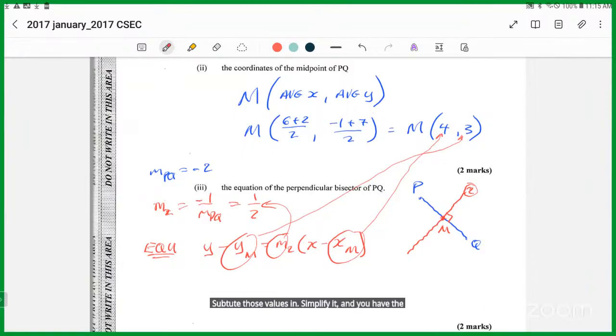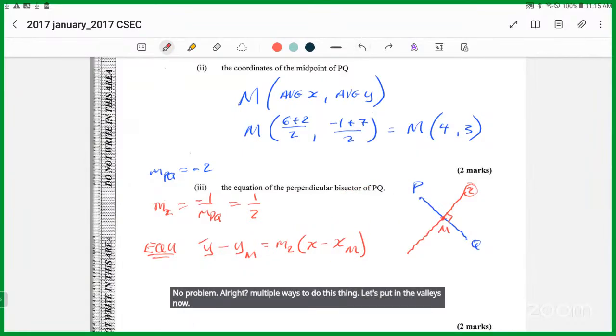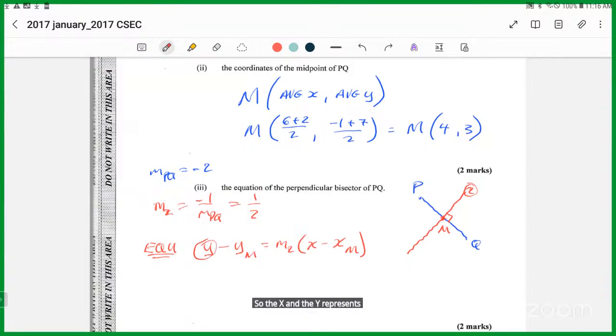Simple like that. A lot of persons will go and use y equals mx plus c. If you use y equals mx plus c and calculate the c, no problem. Alright? Multiple ways to do this thing. Let's put in the values now. So the x and the y here represent your general point on the line, so your equation will come back in terms of this x and this y.